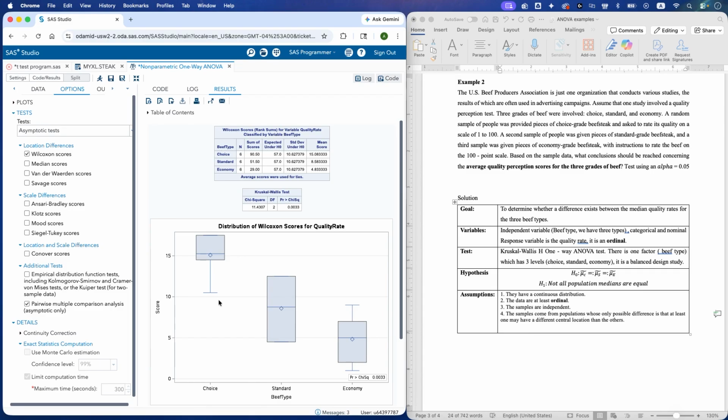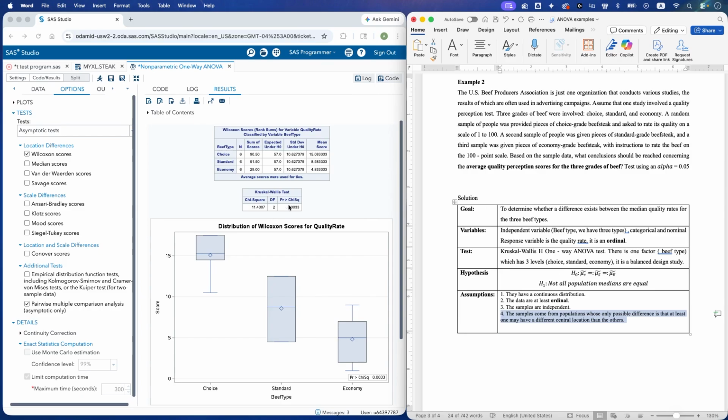Also, we have the ranks of the standard. Also, we have the ranks of the economy, which is the lowest. It takes the lowest ranks. And after that, we would like to look at what? We would like to look at the Kruskal-Wallis test, the one that we care about. This is the chi-square value, degree of freedom, then the p-value. The p-value is less than 0.05. In this case, we do have a statistical difference. We do have a statistically significant difference between the medians.